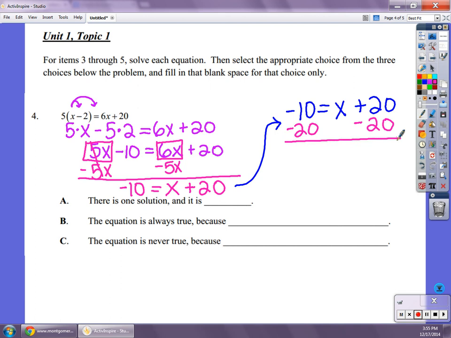On the left, I have like terms. I can combine them, negative 10 and negative 20 for a total of negative 30. And on the right side, we've now gotten rid of that plus 20. We're left with 0 and a single x. All right, we had to take that all the way to its finish. So I hope we now know that our correct response is going to be A. There's one solution, and it is negative 30.